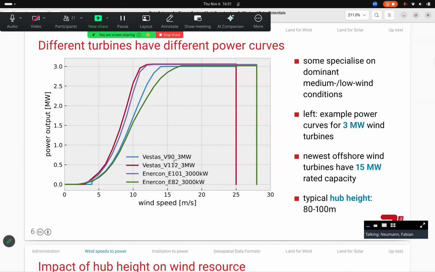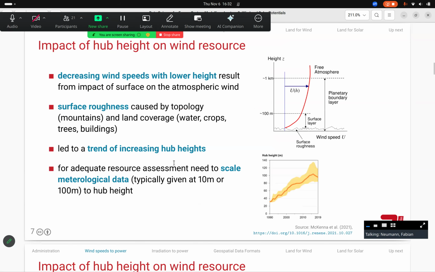Yes, so offshore wind turbines, newest developments, roughly 15 megawatt rated capacity. Also onshore, the newer ones are much bigger. It used to be a typical hub height of maybe 80 to 100 meters. That's also now increased. There's been some survey, and this is also a little bit older now, but you can get to 130, 140 meters hub height nowadays. And there's clearly a trend over the last 30, 40 years to have increasing hub heights.